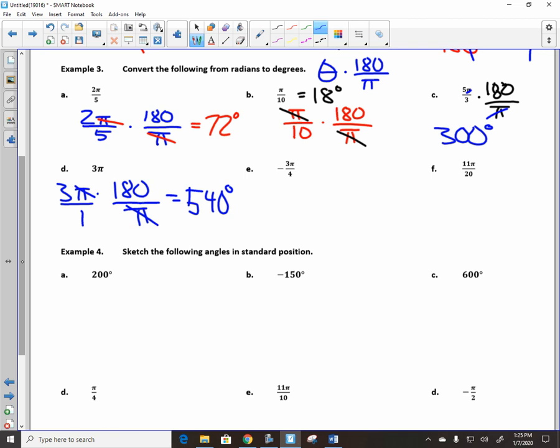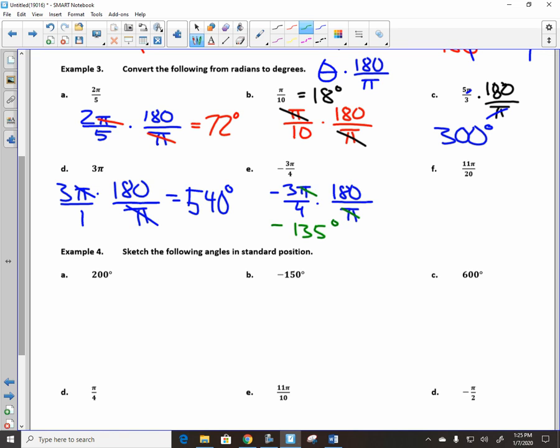This was one from your notes. Negative 3 pi over 4. We're going to multiply by 180, and we're going to divide by pi. The pi's cancel. Anybody remember what you get if you take 180 and you divide it into fourths? Think about the picture we drew. If you take 180 and divide it in half, you get 90. So if you divide it into fourths, you get 45, and what's 3 of the 45s? 135.